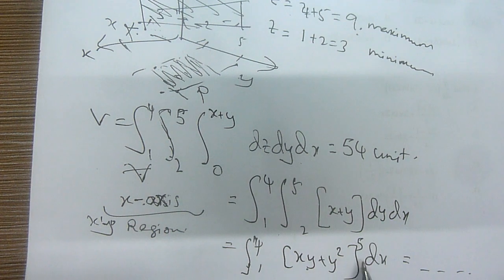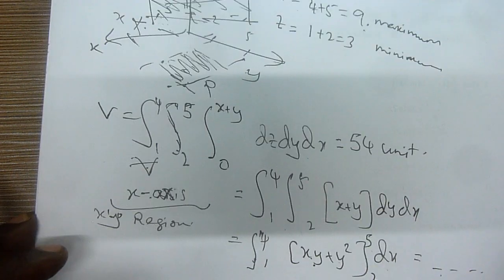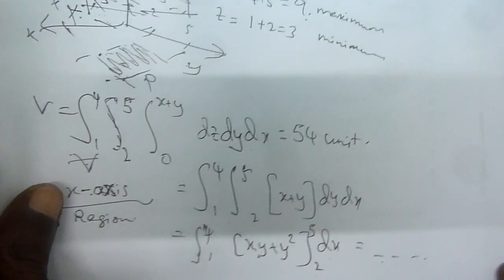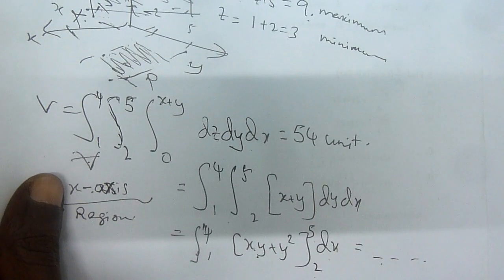You see 5, then just place this. You should be able to calculate that dx. That's simple. I just wanted to give you some example. That's it.